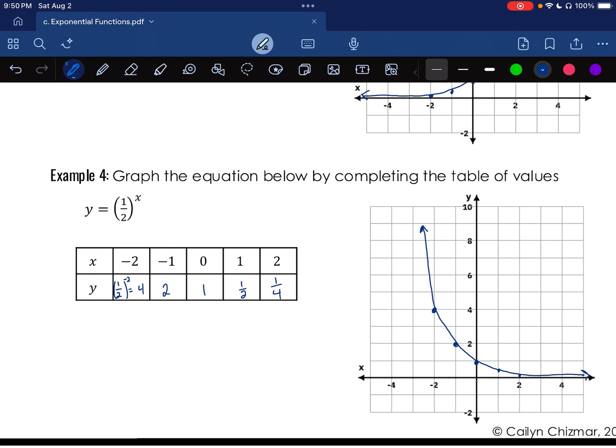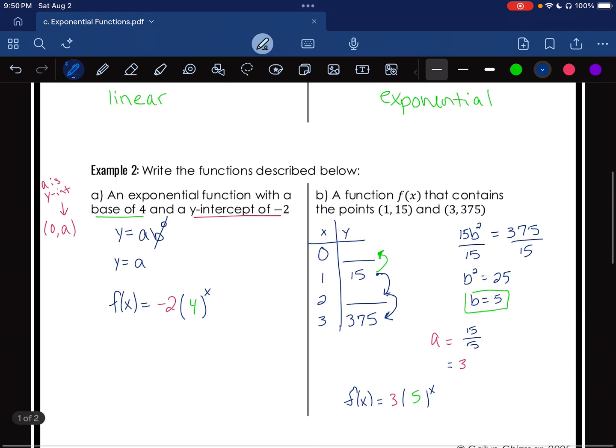All right, guys, there you have it. Exponential functions, just a little taste before we get into some modeling.